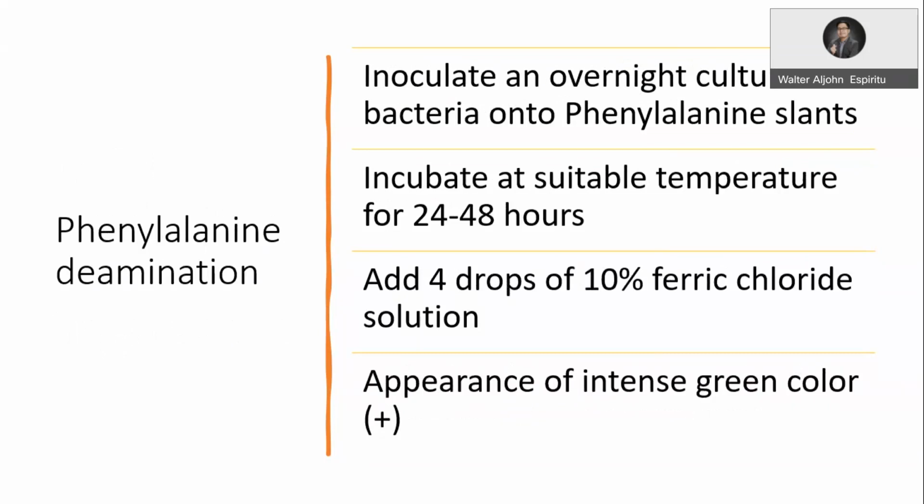And then we also have the phenylalanine deamination test, for the utilization of phenylalanine. Upon inoculation into a phenylalanine slant, you will have to incubate it for 24 to 48 hours. After that, you will need to perform the test: addition of 4 drops of ferric chloride. The appearance of intense green color means positive. However, we don't have the phenylalanine broth media, so therefore we cannot perform this.